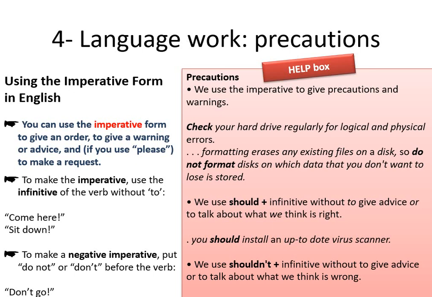We use shouldn't plus infinitive without to give advice or talk about what we think is wrong. Okay, so I gave a simple example here to make an imperative use infinitive of the verb without to. We'll explain that because to do something, to go, to lift, to switch, these are the verbs. So you don't need to use to in this instance.